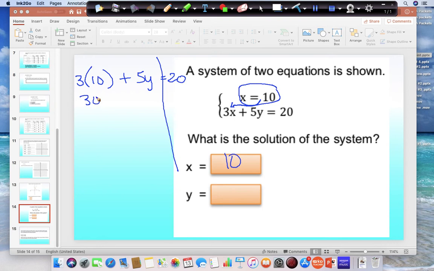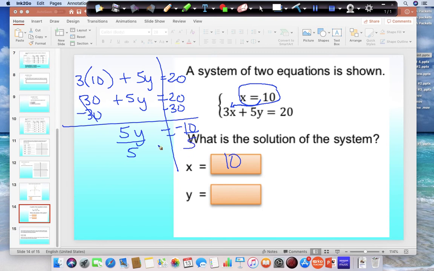3 times 10 is 30, so 30 plus 5y equals 20. We are going to subtract 30 from both sides because we want our variable by itself. So we need to get rid of everything except for our variable. 20 minus 30 gives us -10. We want to divide both sides by 5 because we want the y by itself, and y is being multiplied by 5 right now, and so we need to get rid of it by doing the opposite, which is dividing by 5. We are left with y is equal to -10 divided by 5, which is -2. So y is equal to -2. That is where these 2 lines will cross.